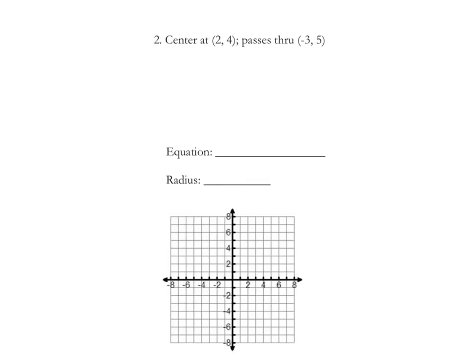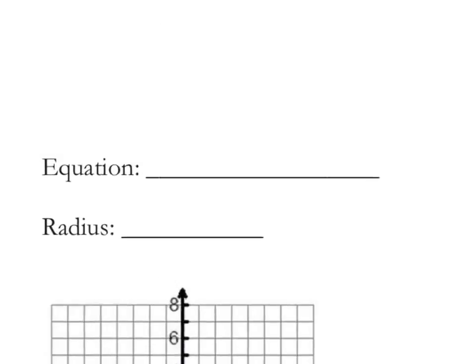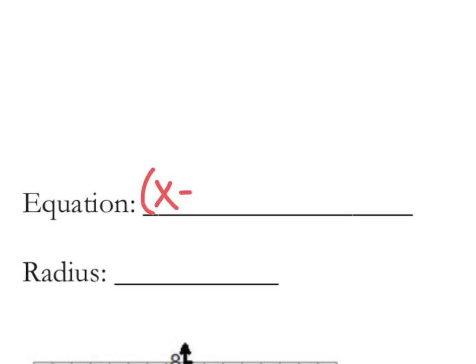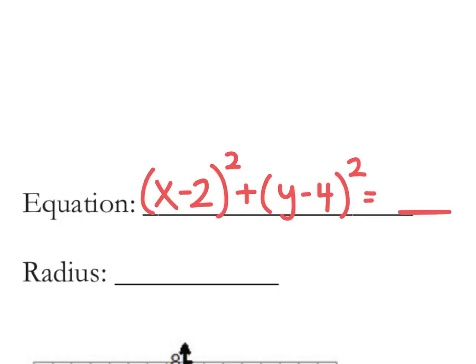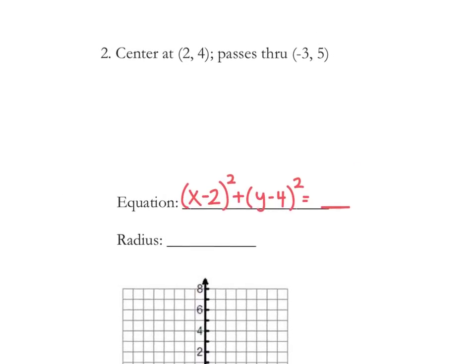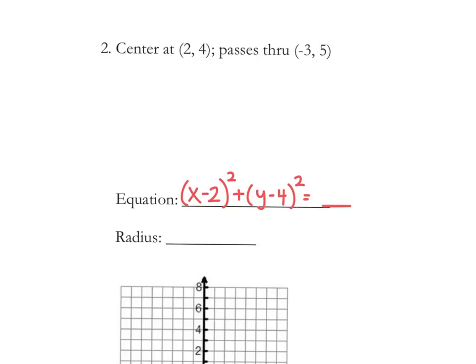All right, this says that we want to write the equation and graph a circle with a center at 2, 4 and passes through the point -3, 5. So here's the deal. We know that the equation is going to be x minus 2 quantity squared plus y minus 4 quantity squared, but we don't know what the radius is going to be. So that's an issue. Again, the reason that's x minus 2 and y minus 4 is because I just took the center and changed the signs.